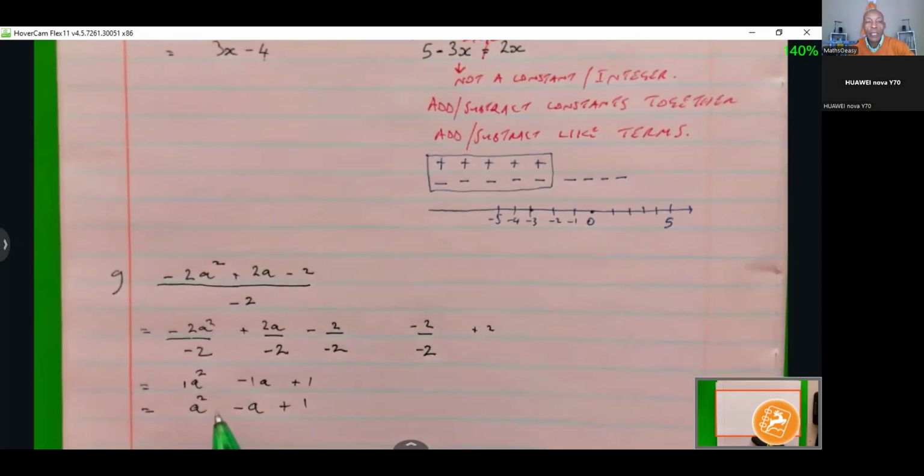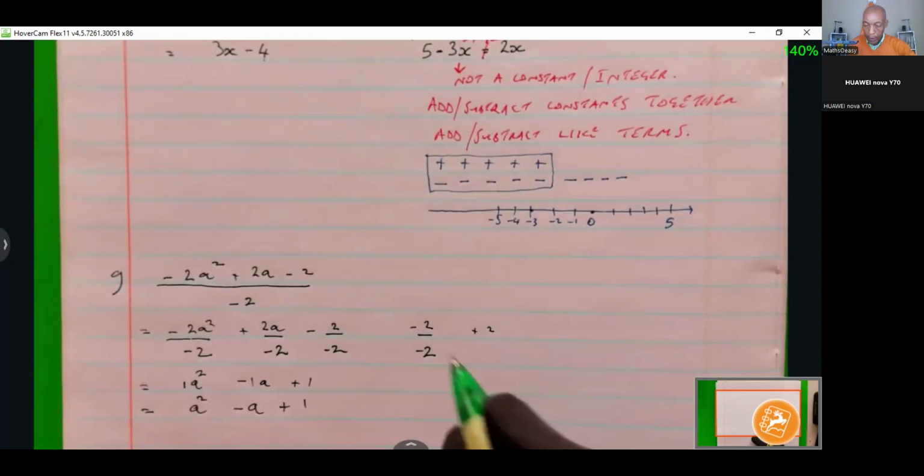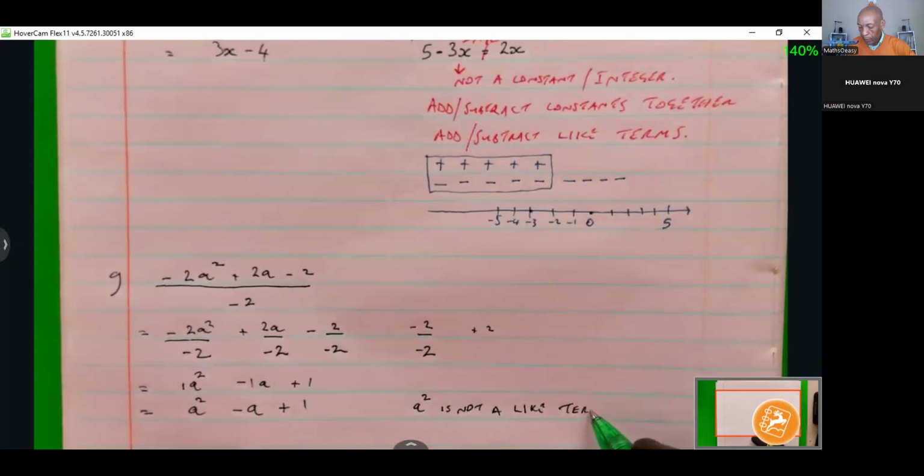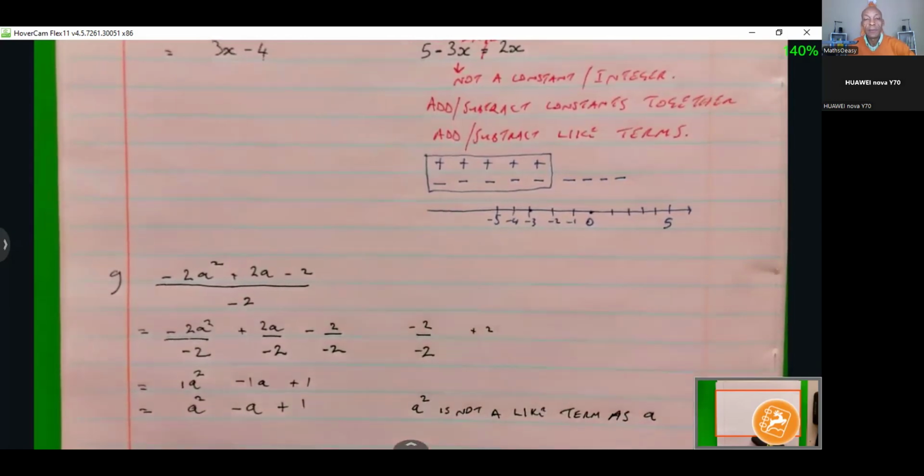Then can I continue and add these two variables? I cannot. Okay. A squared is not a like term as A. They are two different terms. So it ends just here.